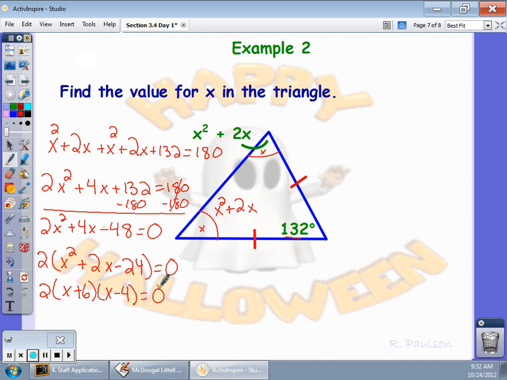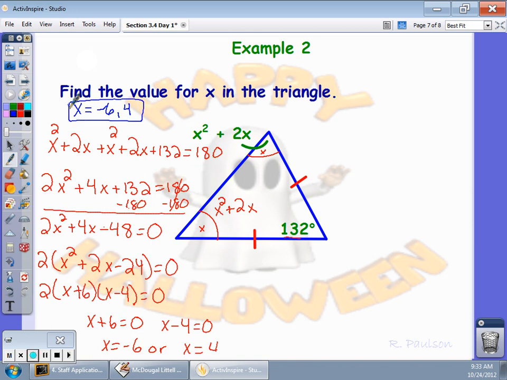Now we just have to solve for x. So remember, when you solve, you're going to take each expression for each factor and set that equal to 0. So on this side, x could equal negative 6, or on this side, x could equal a positive 4. So my solutions for x are a negative 6 and a positive 4.